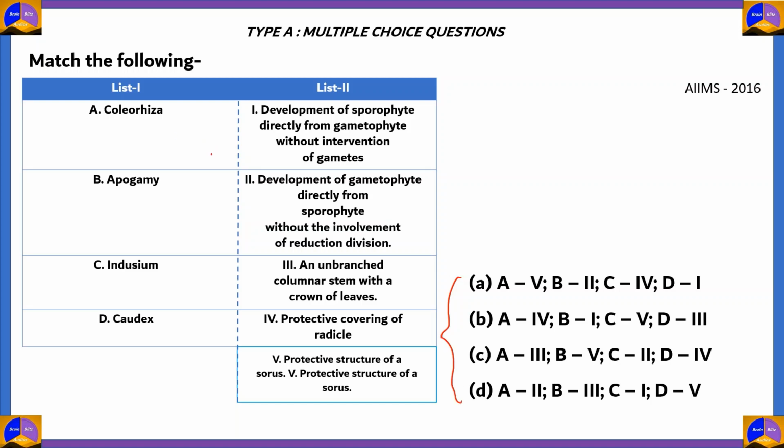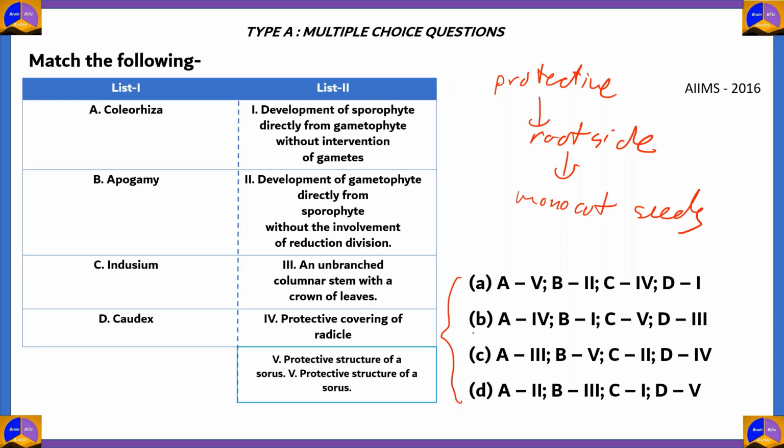So now, if we choose our options carefully, we would be able to solve this question easily. Let's look at option A, coleorhiza. Now, coleorhiza is protective and it's found on the root side of monocot seeds. So let's look at our options. A4, which is only found in option B, indicates that option B is the right answer.